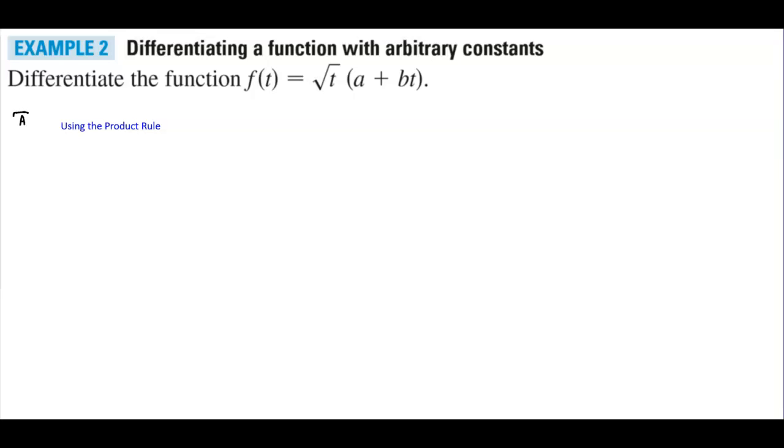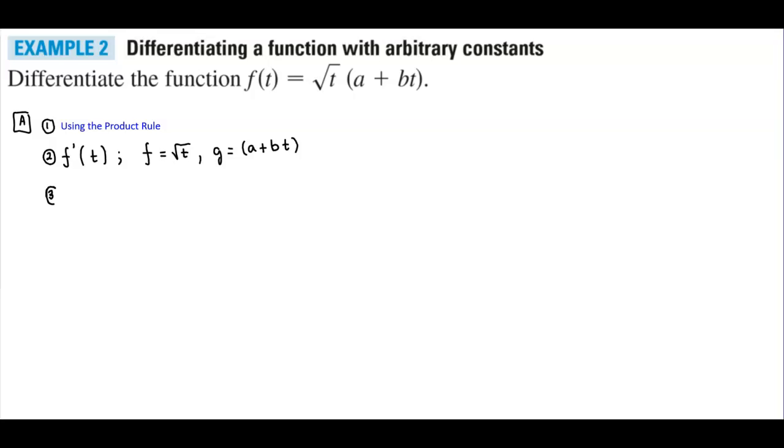Okay, so we're going to call this A. So we're going to do this using the product rule. So we want to find f prime of t. Using the prime notation, we're going to let f equal the square root of t, and we're going to let g equal a plus b times t, where a and b are constants.